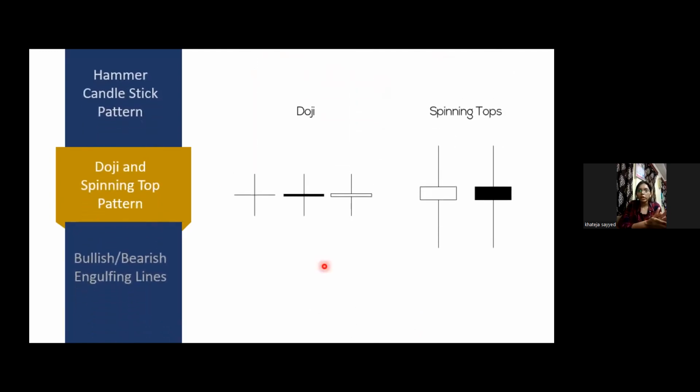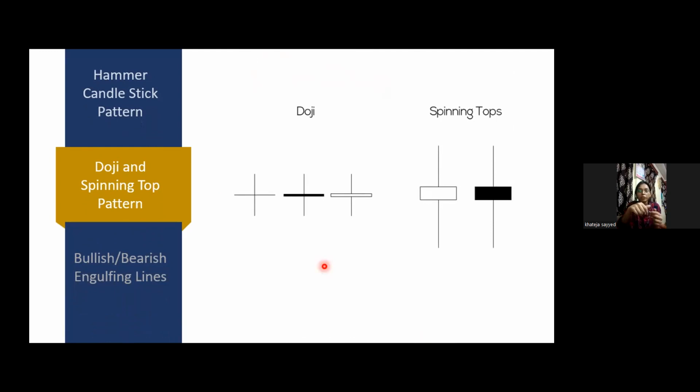Doji and spinning top pattern. It's like a spinning top that wobbles and doesn't move much. The doji and spinning top candlestick patterns are similar. They have small bodies indicating indecision between buyers and sellers. They suggest that neither side had a clear upper hand during that period.